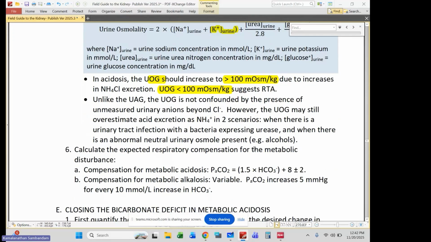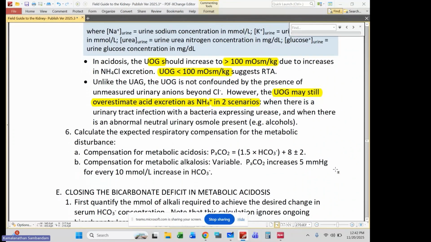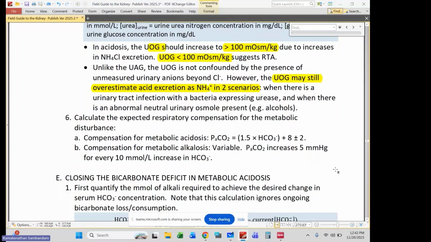All right, so now urine osmolar gap is not perfect, in large part because we can't use it when you have glucose in your urine. We've already gone over that. But there's another confounder, okay? That is when I have this urease that's functional, okay?